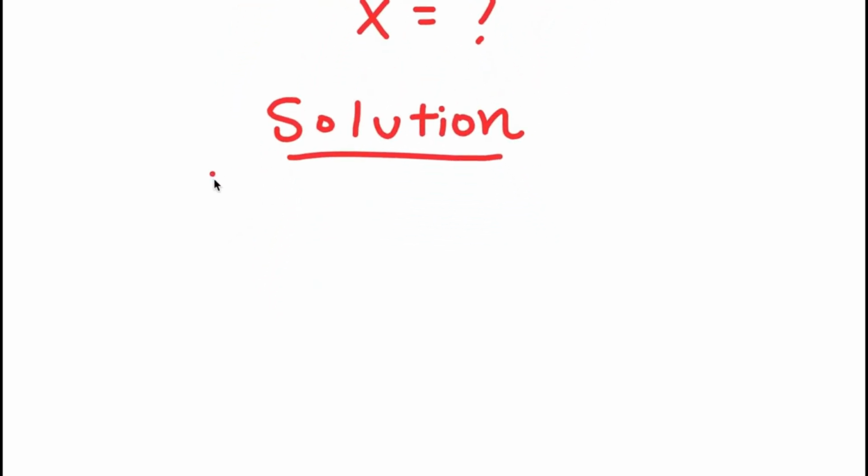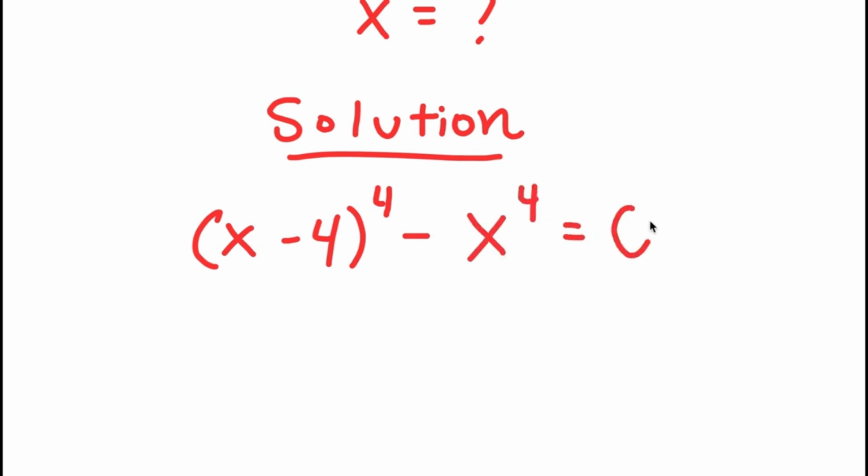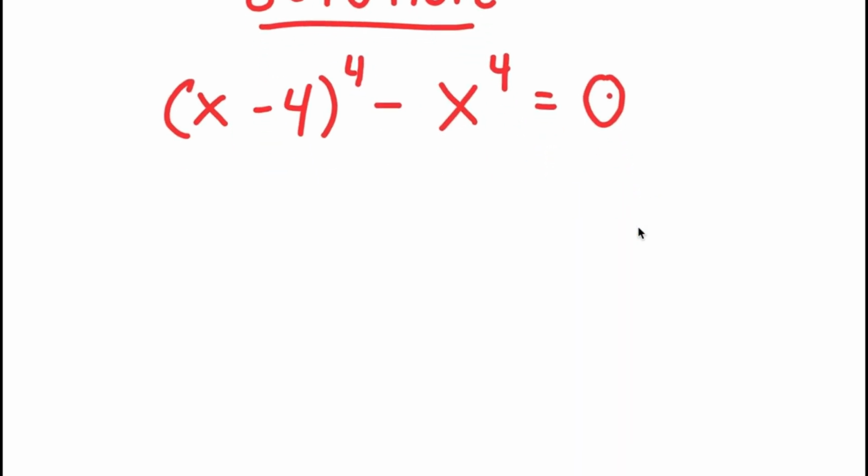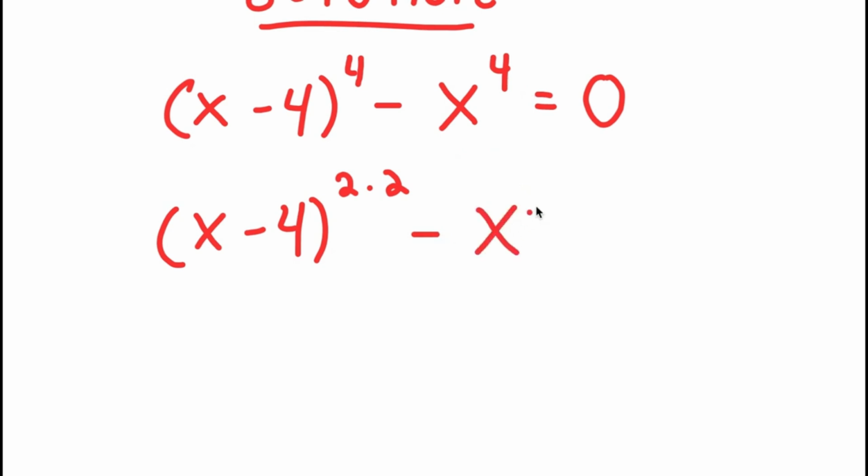So if I do that, I get (x − 4)^4 − x^4 is equal to 0. Now from here, I can rewrite (x − 4)^4 as (x − 4)^(2·2). And I can do the same thing with x^4, so I get x^(2·2).